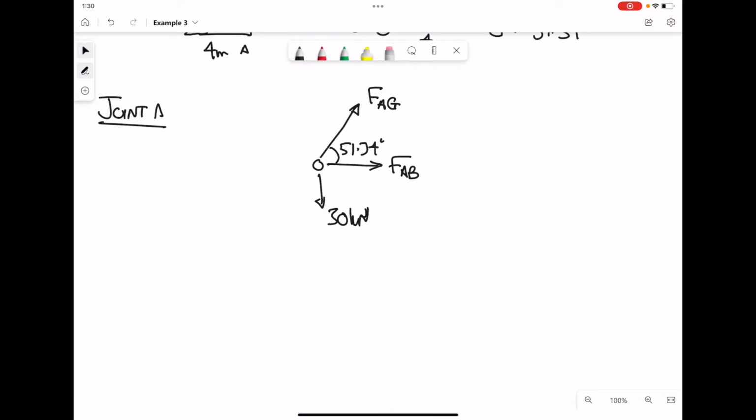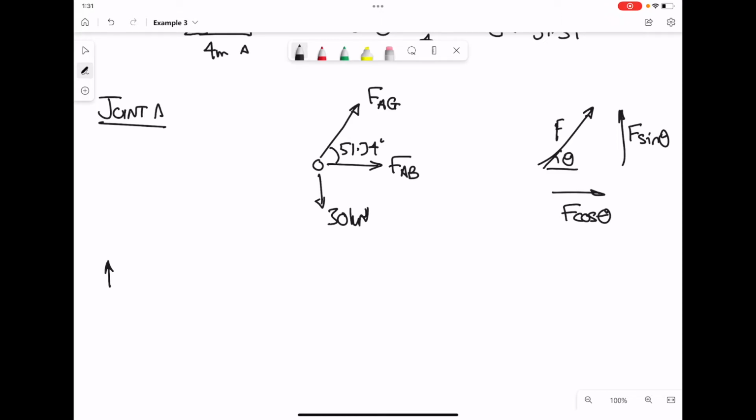Now we're going to resolve the forces vertically and then horizontally at this joint, because equilibrium applies at this joint. So considering the forces in the vertical direction, remember when we have a force at an angle relative to the horizontal, the vertical component will be F times the sine of the angle, and the horizontal component will be F times the cos of the angle.